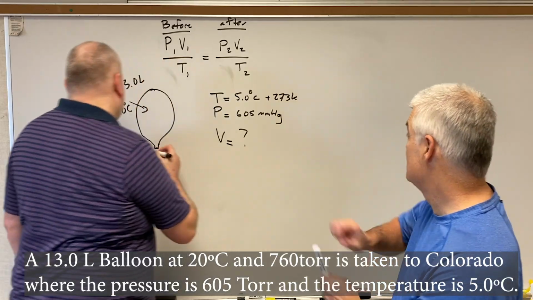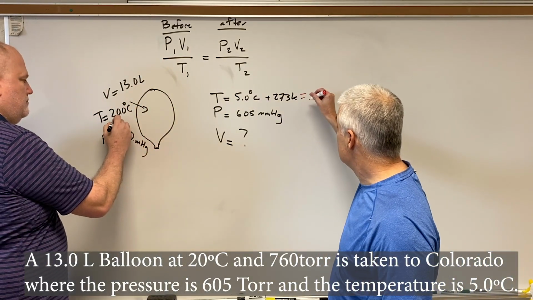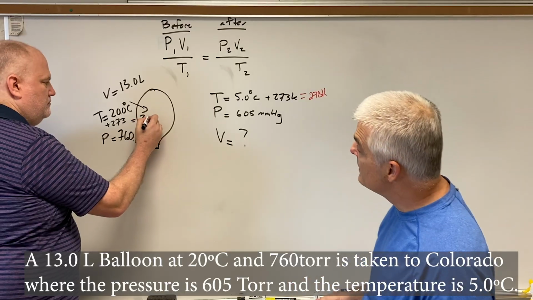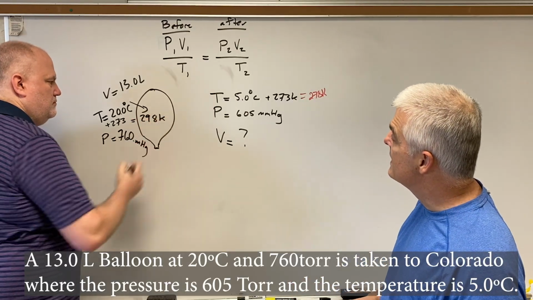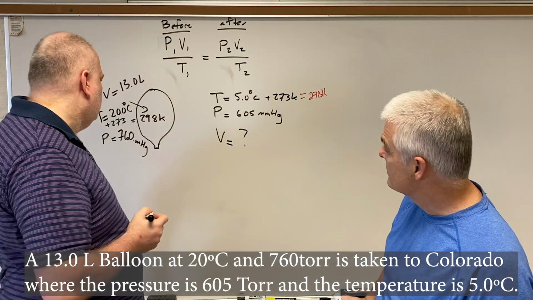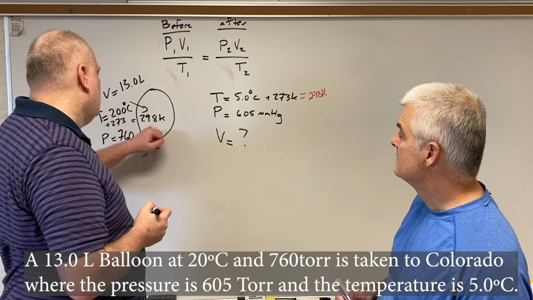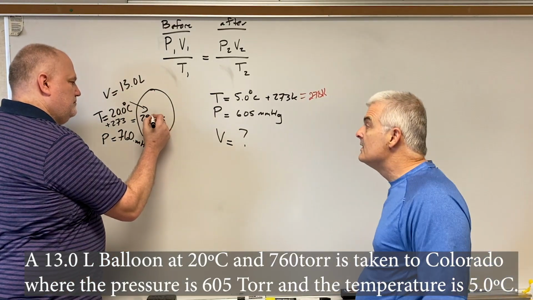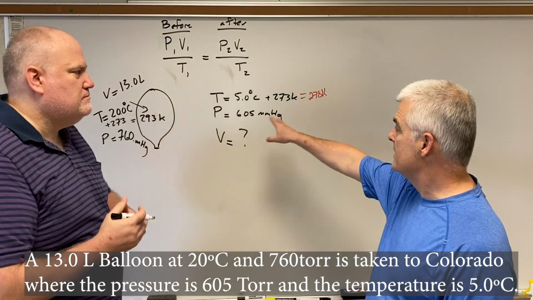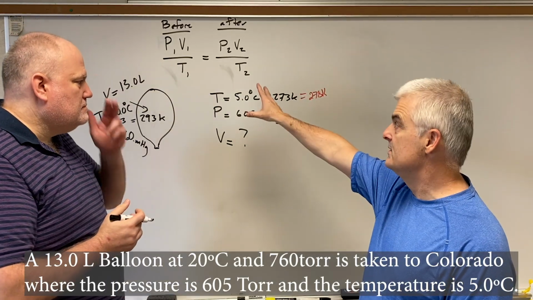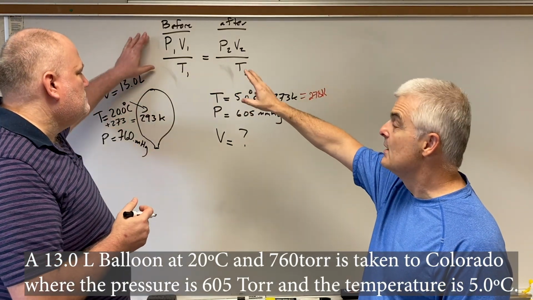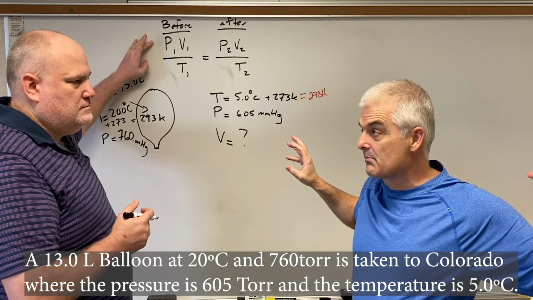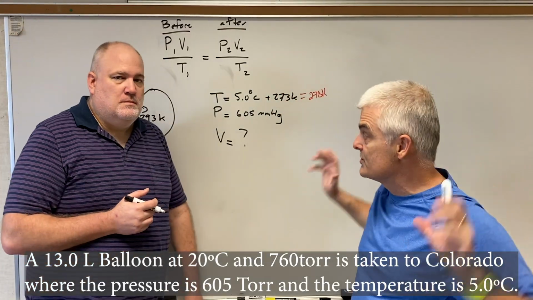That'd be 278 Kelvin, and the other one would be 293, since 20 degrees plus 273 is 293. So we're going to plug them in. We're going to plug in our P's. By the way, the P's and the V's just have to have the same units. It doesn't matter what the units are as long as they're consistent.